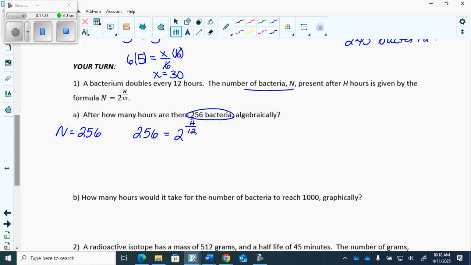256 is 2 to the what? Equals 2 to the H over 12. So I get 8 equals H over 12. How do I get rid of a division of 12? Times by 12. What's 8 times 12? So H equals 96 hours.